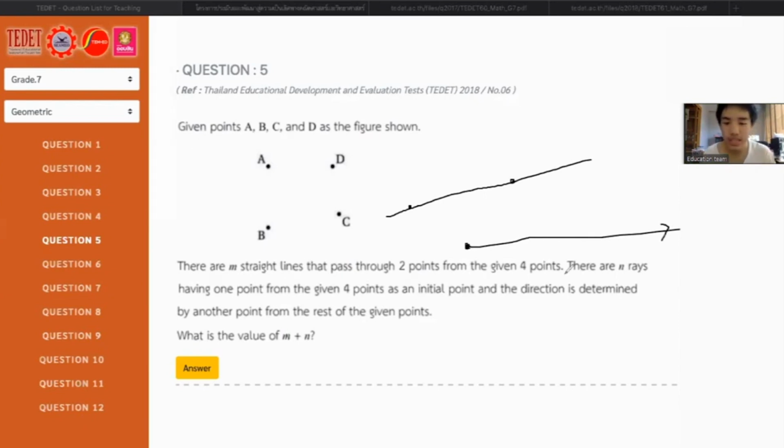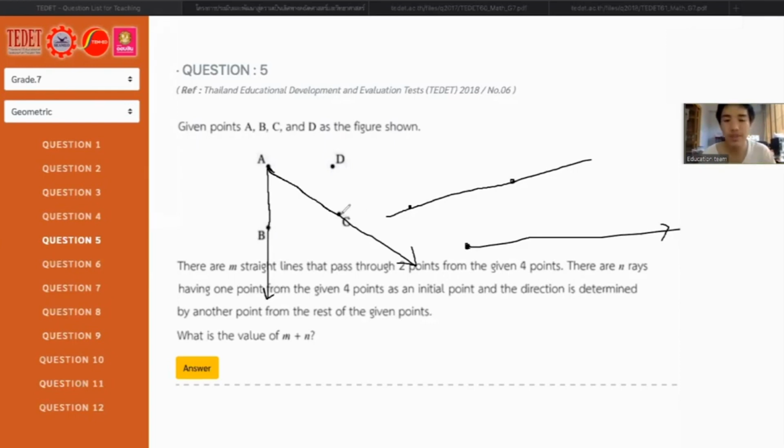So essentially what they're saying here is that the N rays have 1 point from the given 4 points as an initial point, right? So maybe I take A as my initial point. If A is my initial point, then my ray goes from A outward. If I pick C as the point that it goes through, then it would be this kind of ray that goes from A and goes through C like that. If I'm picking A to be my initial point, and then say D or B as the point I want it to go through, it's going to start from A and go through B like this.